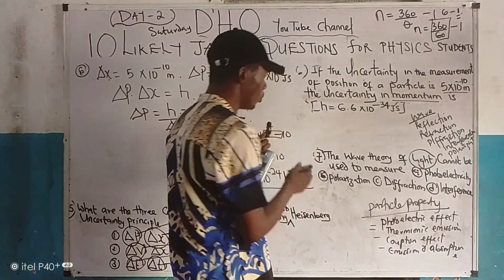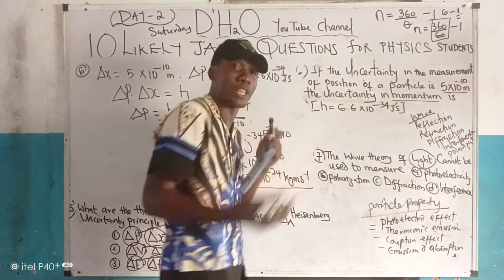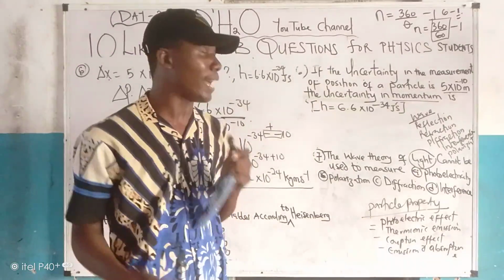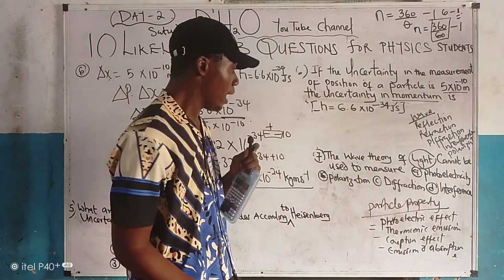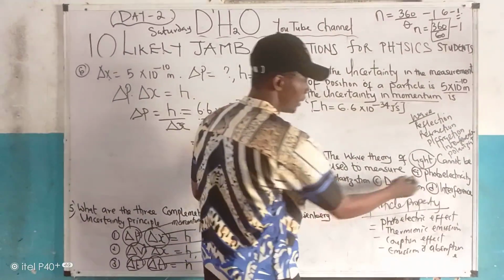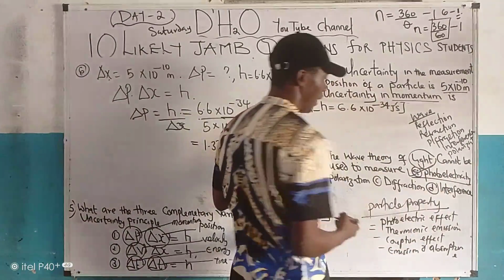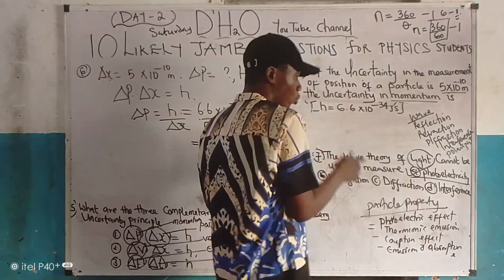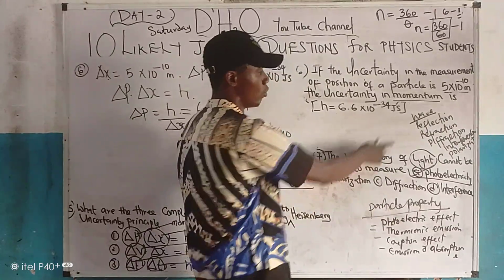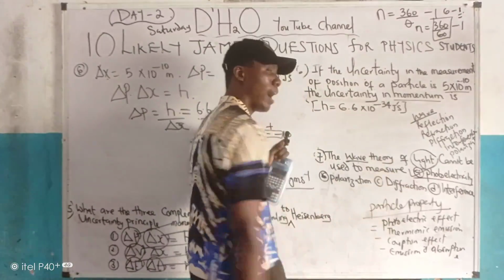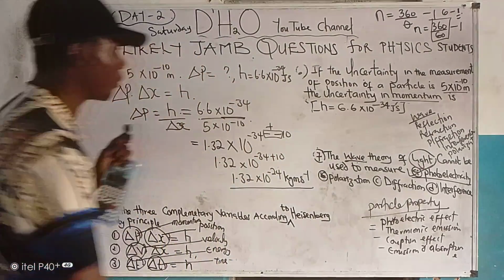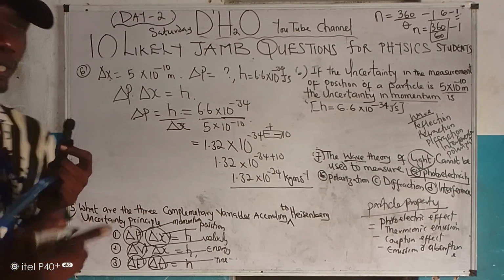So the question says the wave theory of light cannot be used to explain what? The wave theory of light explains properties of wave and not particle property. And the particle property here is what? A. This is our answer. It is particle property, not wave property. For wave property you have this, for particle property you have this. So they are talking about wave and not particle. We have 3 more questions to go before we call it a day.